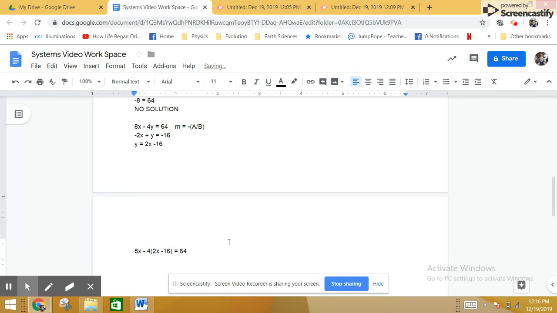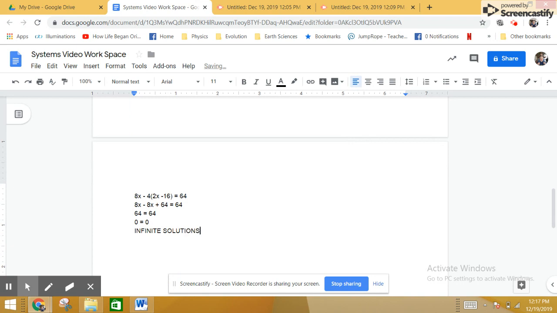And now I've got this. So 8x, I'll start simplifying, 8x minus, now 8x, notice we're going to get rid of 8x, and then -4 times -16 is going to be plus 64 equals 64, and now 8x minus 8x is just 0. I'm left with 64 equals 64, which could easily become 0 equals 0 by subtracting 64 from both sides. I've gotten something that is simply true. And what that means is I have infinite solutions.